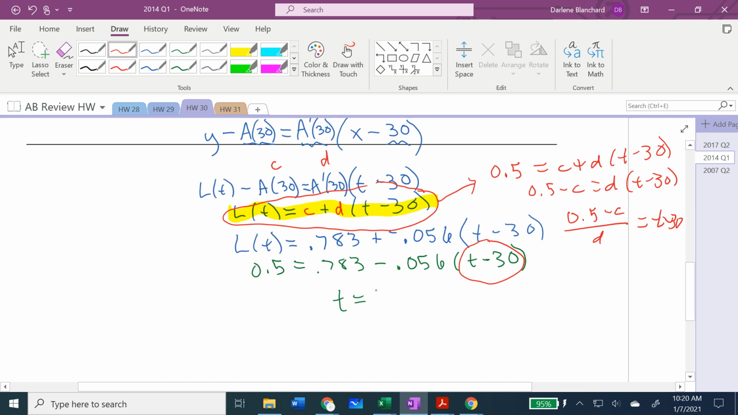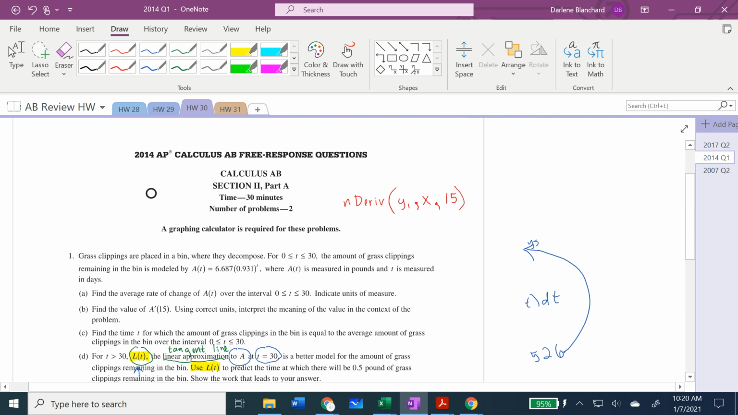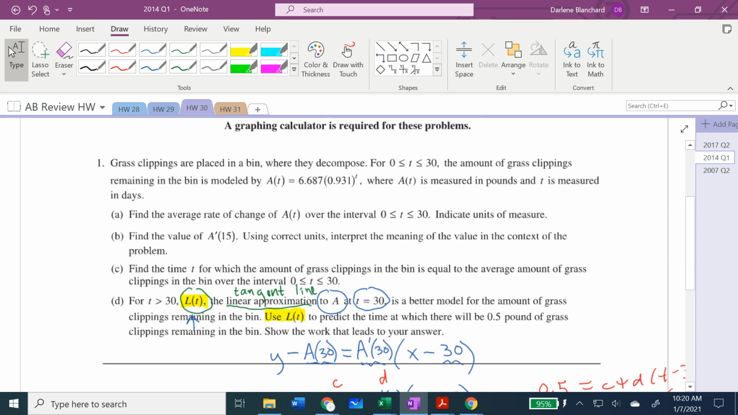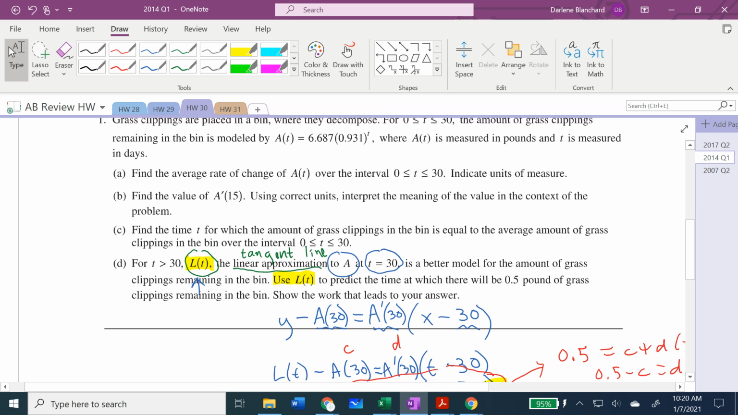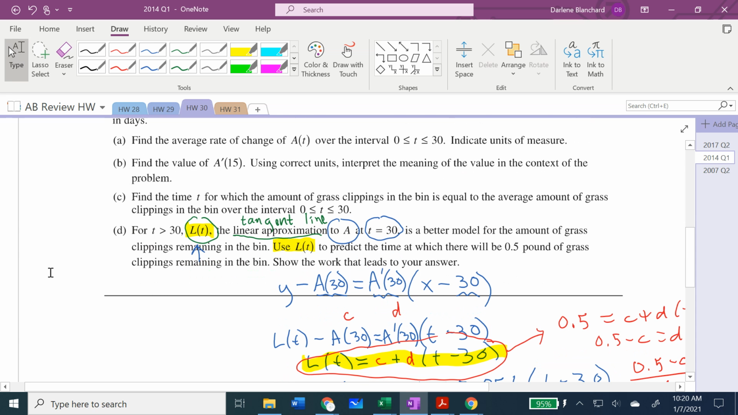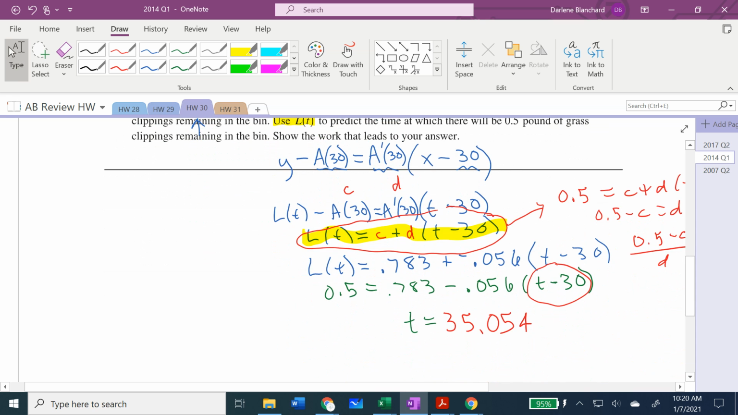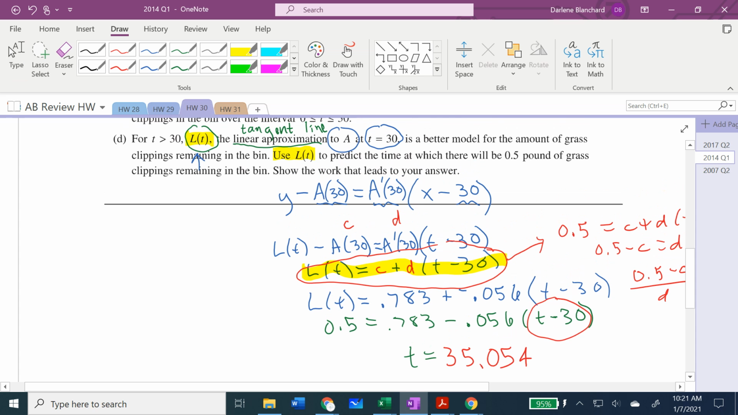So the t that I'm getting is 35.054. And now I'm going to go back and look at making sure that I answered the question. It said use L of t to predict the time at which there will be 0.5 pounds of grass clippings remaining in the bin. Show the work that leads to your answer. So that's my answer. It didn't tell me I had to use units. If you feel like you want to use units, you can, but you don't have to.